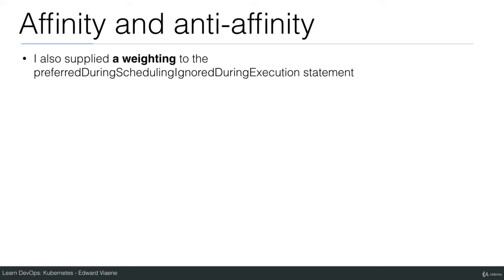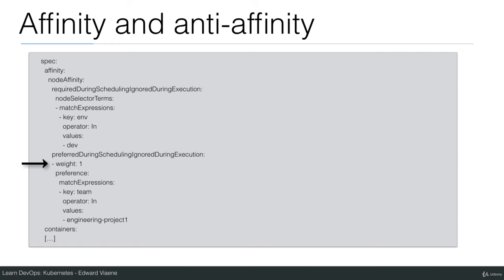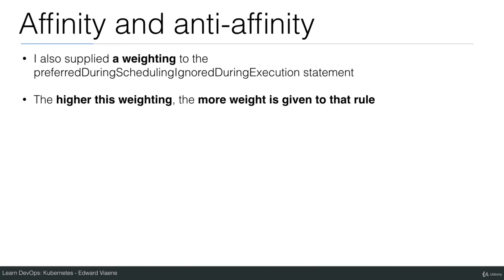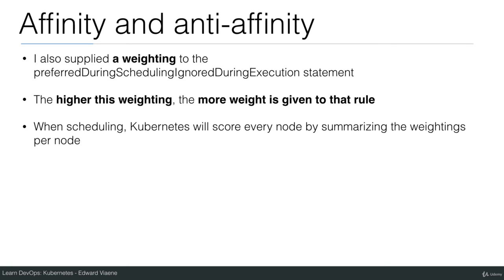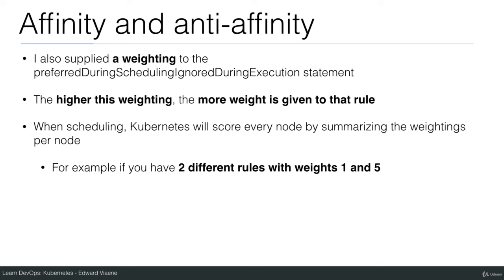Now, in the previous slide, I also supplied a weighting to the preferredDuringSchedulingIgnoredDuringExecution statement. So here it is again, weight is 1. The higher this weighting, the more weight is given to that rule. When scheduling, Kubernetes will score every node by summing the weightings per node. For example, if you have 2 different preferred rules with weights 1 and 5, and both rules match, the node will have a score of 6.